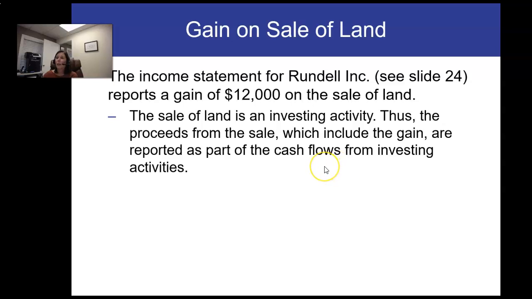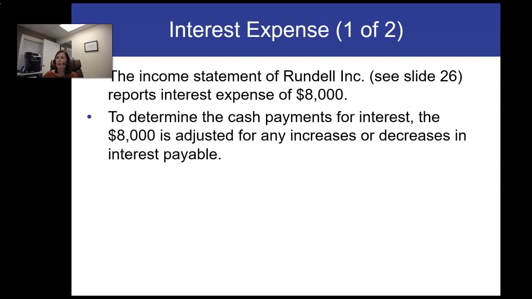Now, gains or loss on the sale of land. Again, this is an investing activity, so for the direct method, we are not going to report that in the operating section. We now need to look at interest expense. And you say, well, why isn't interest expense already dealt with in there? Because that was not part of the operating expenses. So we've got to adjust for our interest expense.